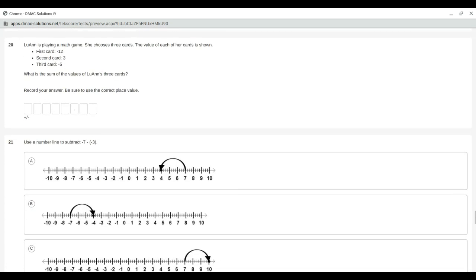Number 20. Luann is playing a math game. She chooses 3 cards. The values of her cards are shown. First card, negative 12. Second card, 3. Third card, negative 5. What is the sum of the values of Luann's 3 cards? Record your answer and be sure to use the correct place value.